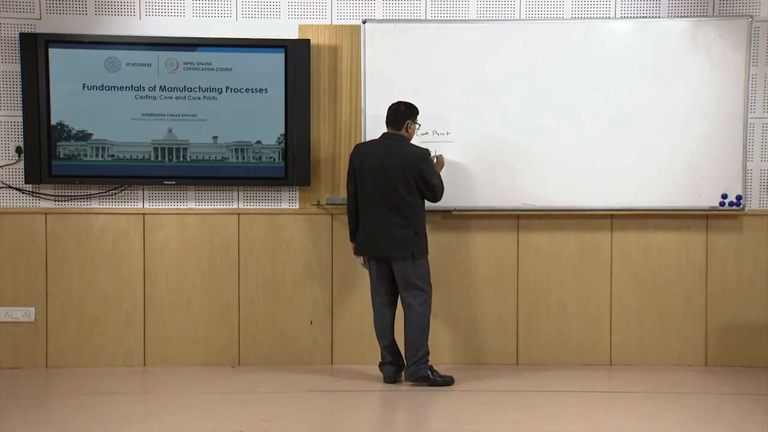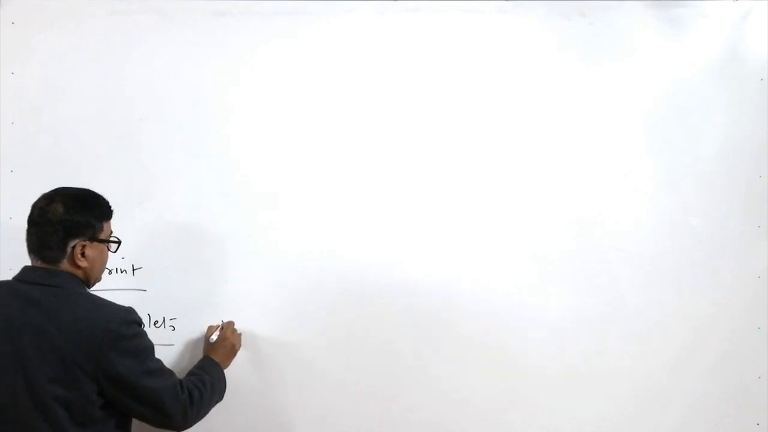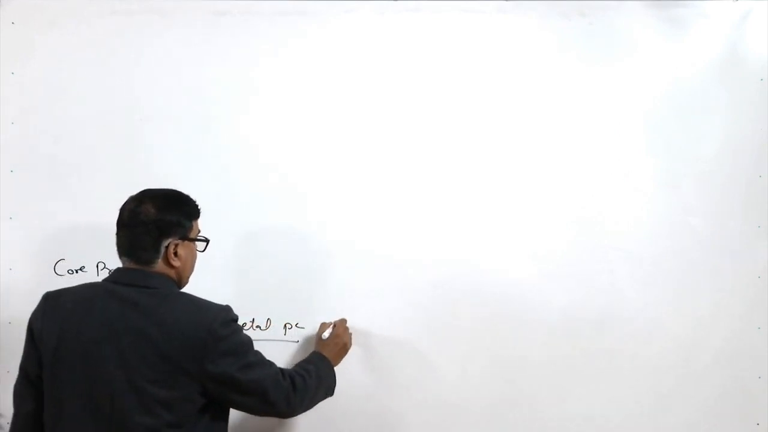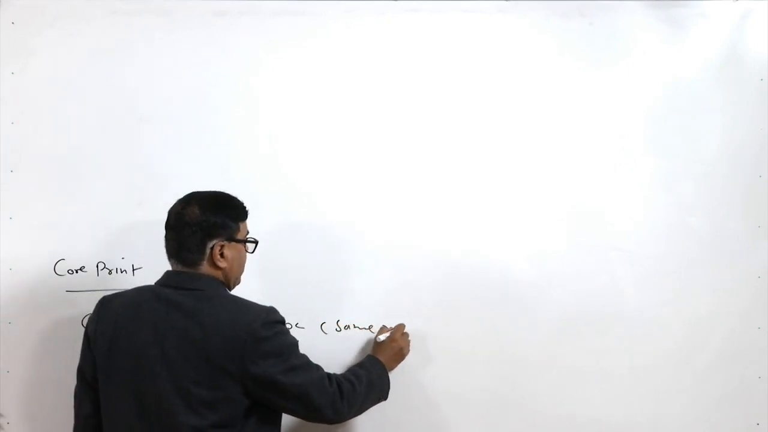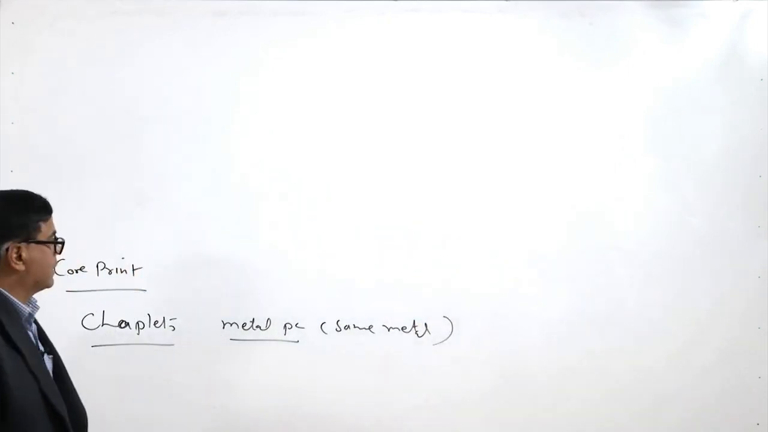So, chaplets are basically metallic pieces. Most of the time the same metal is used for this purpose, same as that of the casting.